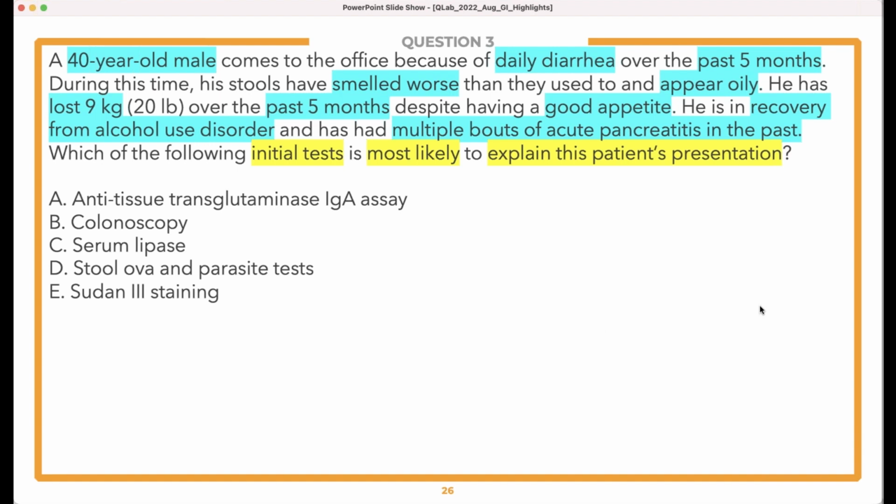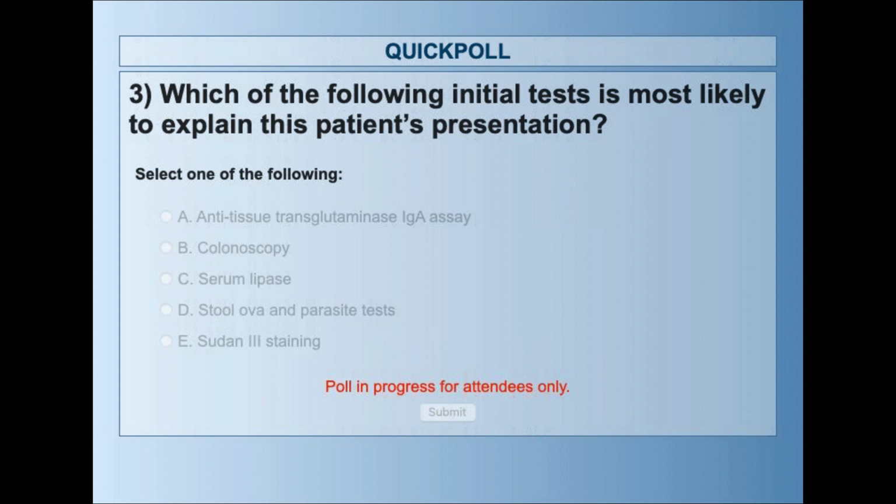So once again, we're going to go ahead and open up that poll. Go ahead and select what you think is the best answer here, and we'll talk about it in just a few seconds. Okay, fantastic. Thank you, Paris. So let us know which of these tests is most likely going to explain this patient's presentation. Go ahead and make your selection.